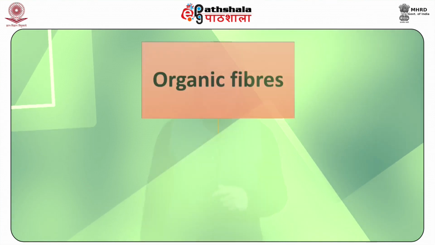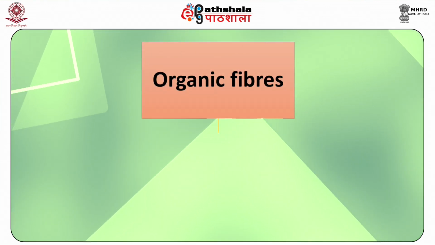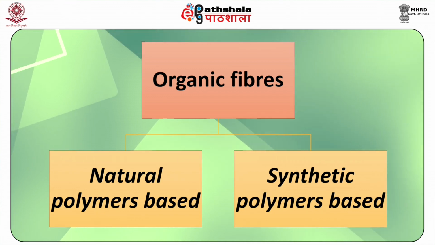Synthetic fibers. The synthetic fibers are also called man-made or chemical fibers. They are synthesized in laboratories using chemicals. They are broadly classified into two types: organic fibers, which are synthesized from petrochemical-based raw materials that are polymerized into long linear fibers. They are further subdivided into the categories of natural and synthetic based polymers. Natural polymers. These are also called regenerated fibers or semi-synthetic fibers. They are derived from naturally occurring polymers.